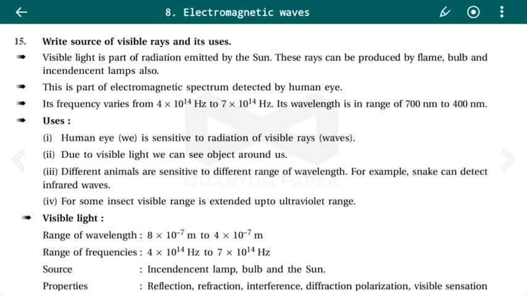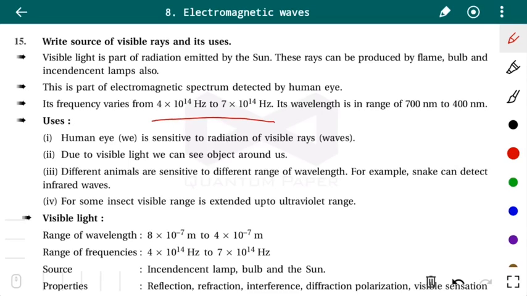And we can see the objects around us due to this visible light. So we can say that it can be detected by the human eye. And the frequency of these visible rays is 4 into 10 raised to 14 Hz to 7 into 10 raised to 14 Hz. And considering the range of the wavelength, it is 700 nanometer to 400 nanometer. So it is important to note down the frequency and the wavelength.